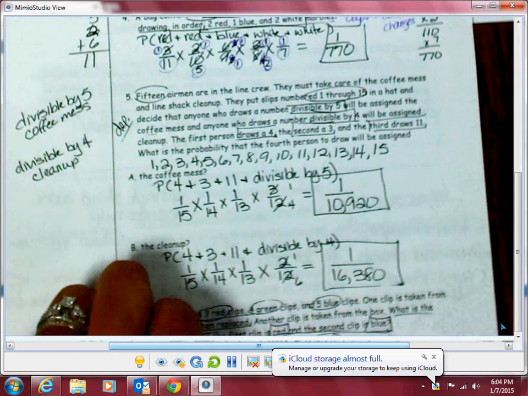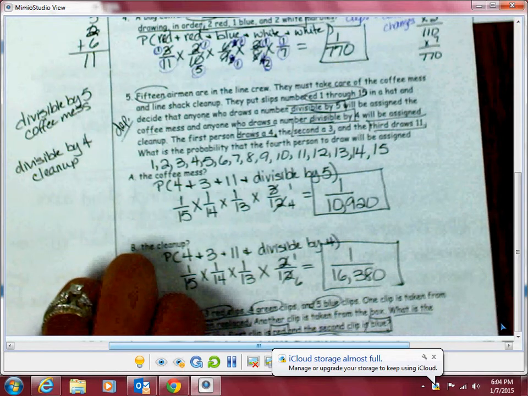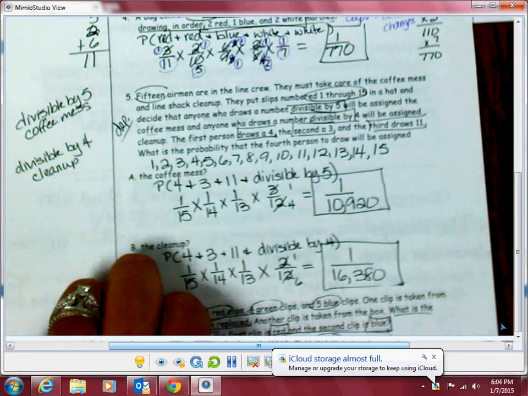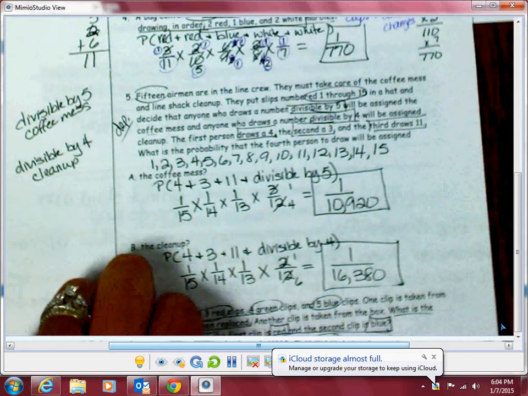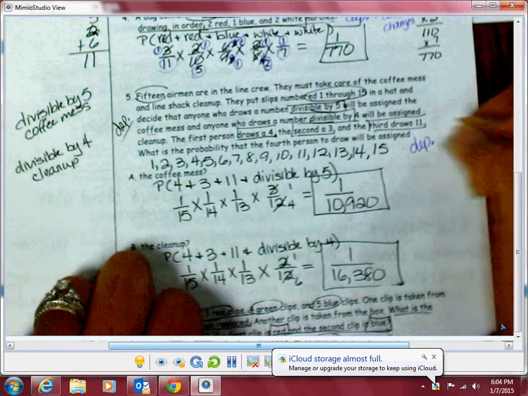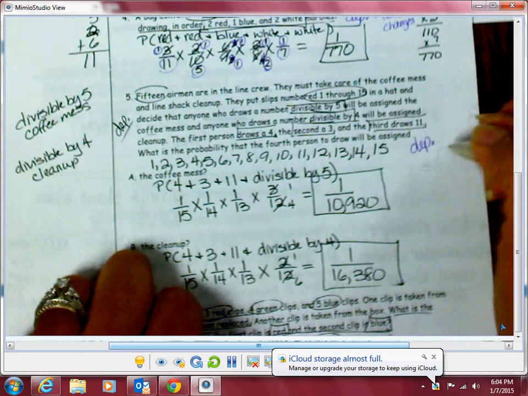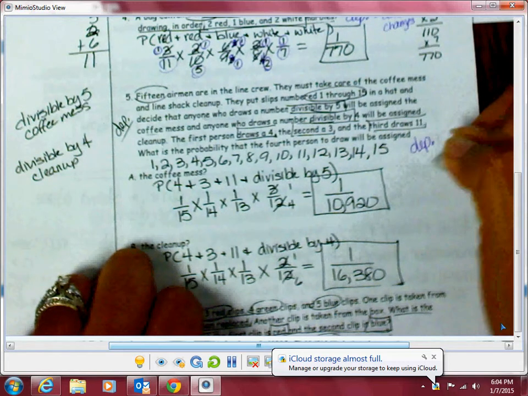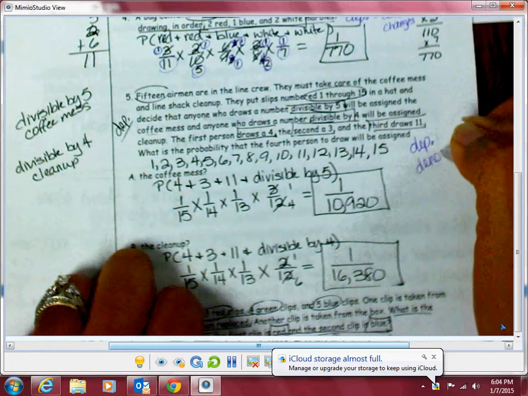Now we go in and put our probabilities. Okay, since these are people going and pulling numbers out, they're not going to put their number back in when they're done. So they pull their number and keep it. So this problem is dependent. There's no replacement. So your denominators are going to change.